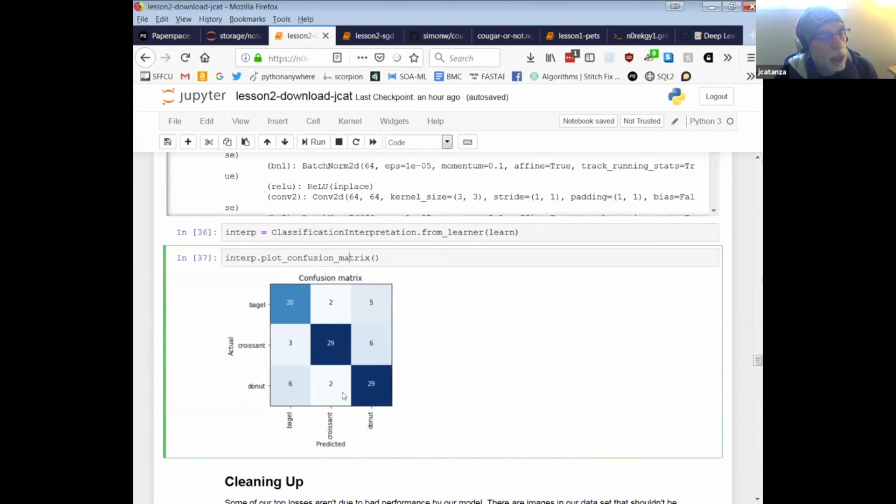Anyway, so yeah, these are the numbers. This is the statistics of the validation set. Run it through our model.